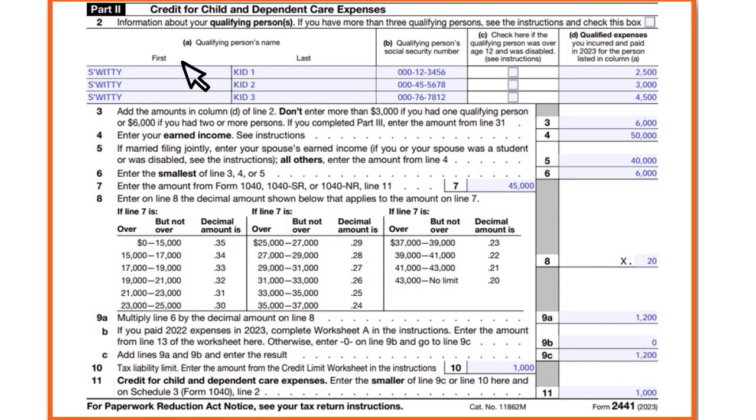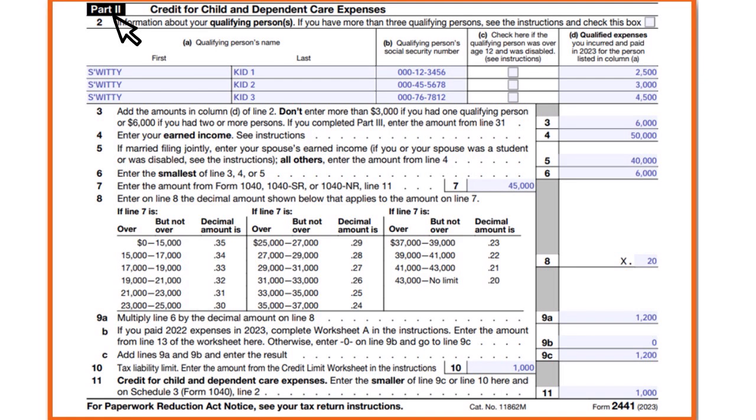Part two here, I want you to look on the screen. So part two relates to the children that you are going to claim on your taxes. In our hypothetical example here, we have three children. For every child, you have to put the first name, last name, and the child's social security number, in addition to the amount you spent on the child. Okay, so here we have 2,500, 3,000, and 4,500. And then you follow the math all the way to the bottom.